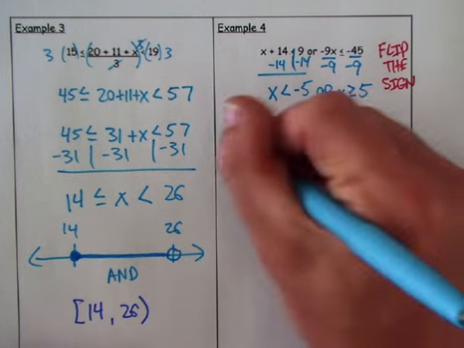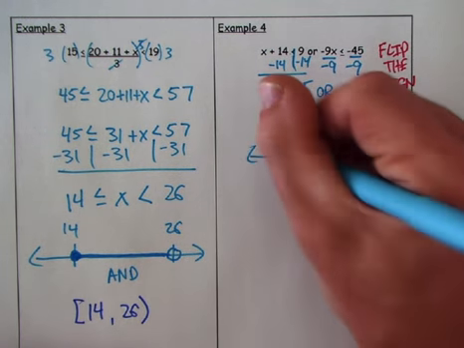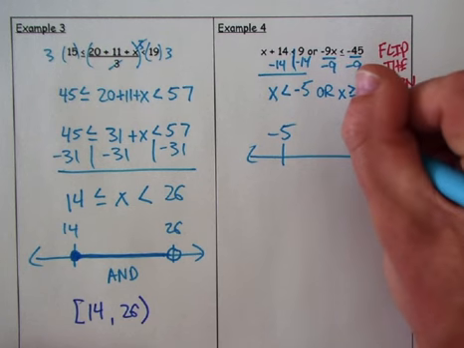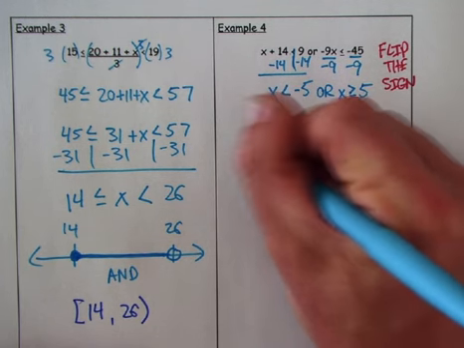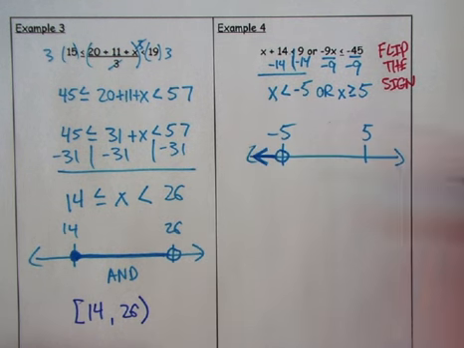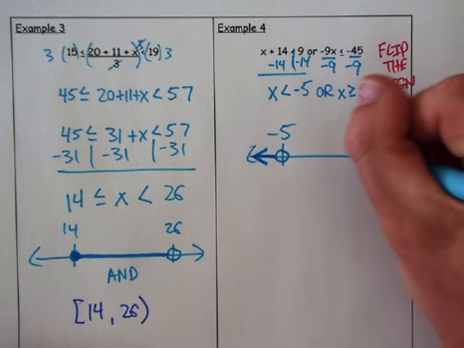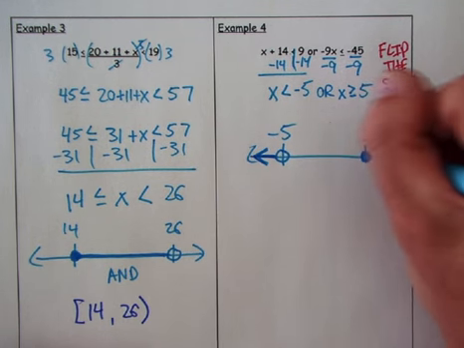That's our solution. Let's draw our graph. We've got negative 5, positive 5. X is less than negative 5. That's an open circle going to the left. X is greater than or equal to 5. That's a closed circle going to the right.